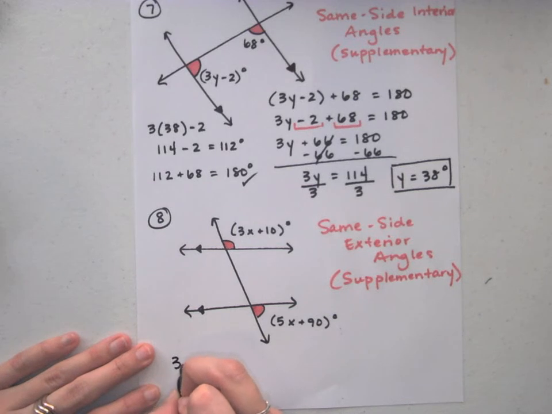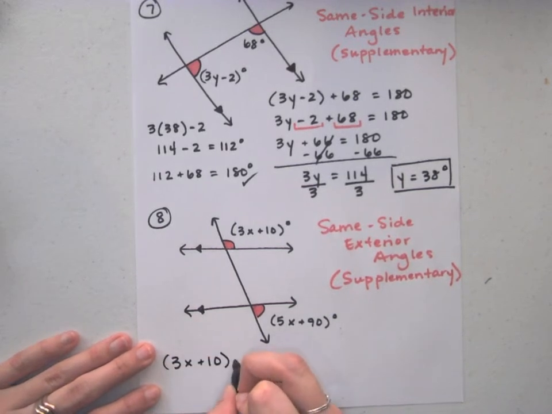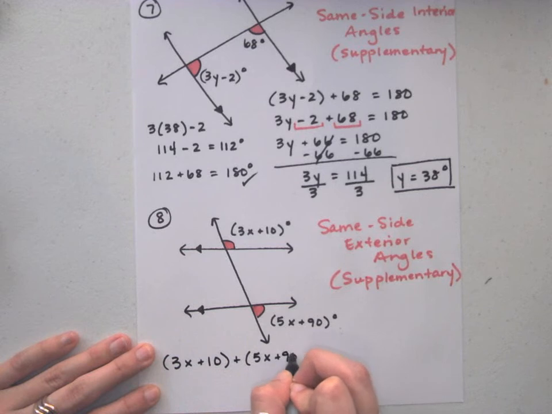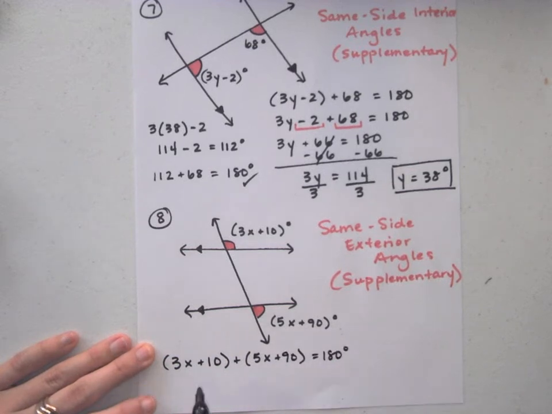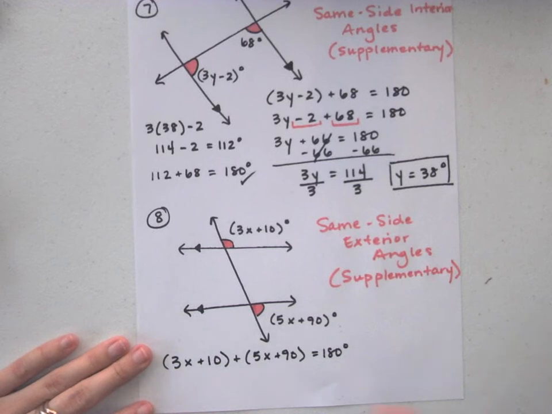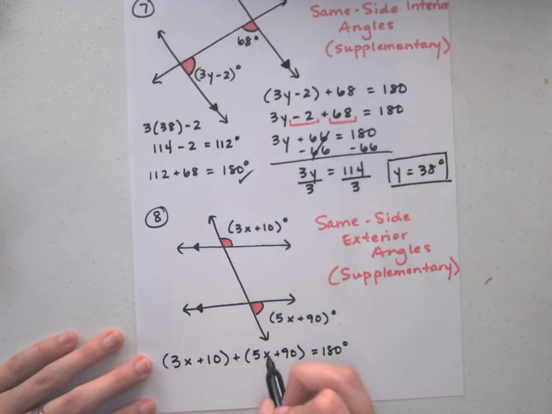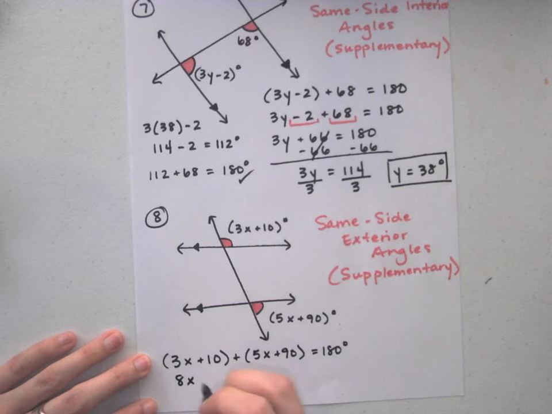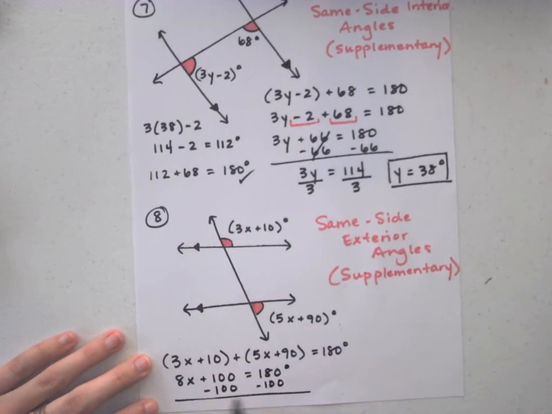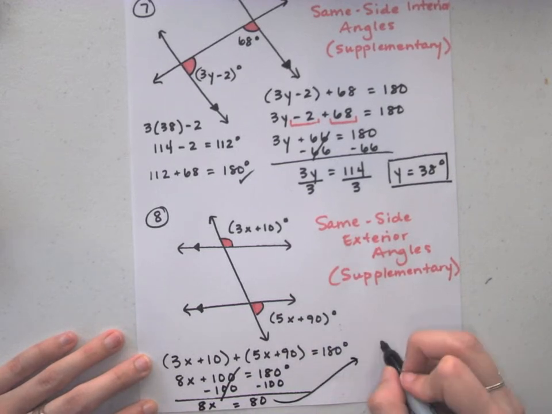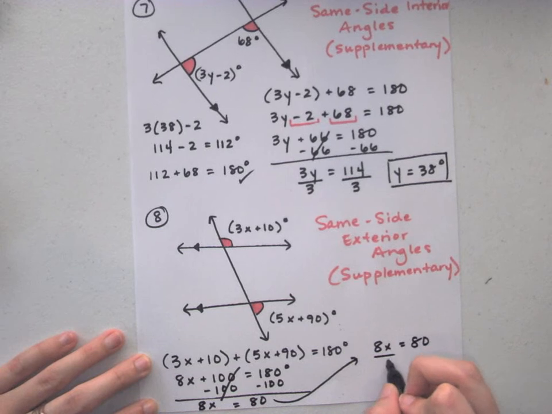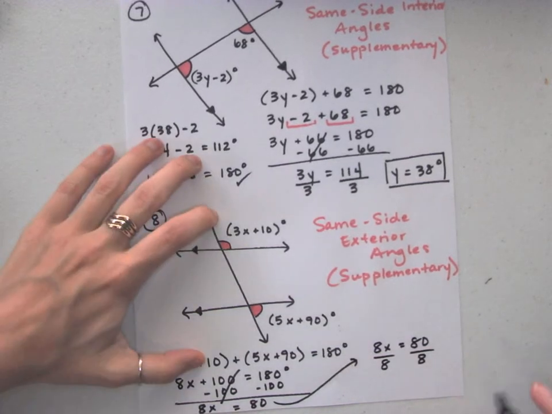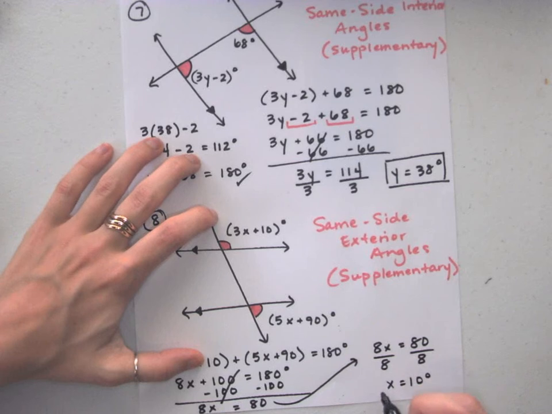So 3x plus 10 plus 5x plus 90 will equal 180 degrees. We can remove our parentheses because everything has already been distributed. So 3x plus 5x is 8x. 10 plus 90 is 100. So I really just combined like terms there. And then we want to get our variable by itself. So we have 8x equals 80. All right, and then to solve for x, we can divide both sides by the coefficient, by 8. Get x equals 10 degrees.